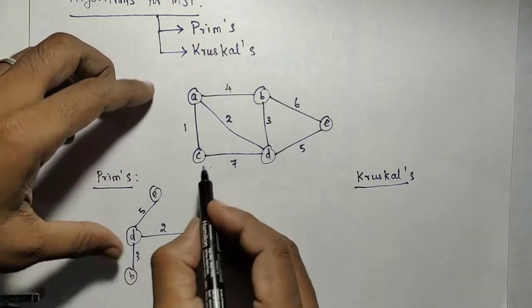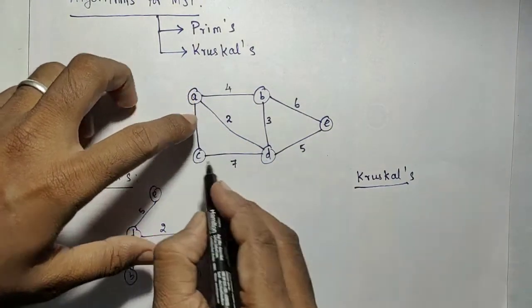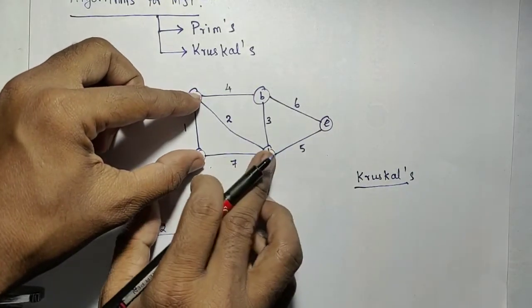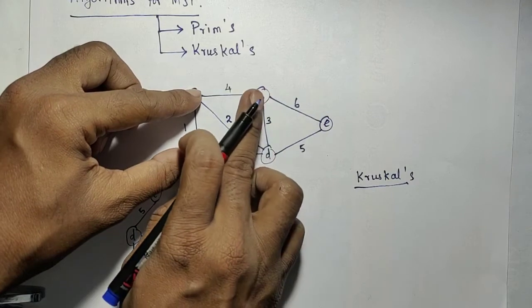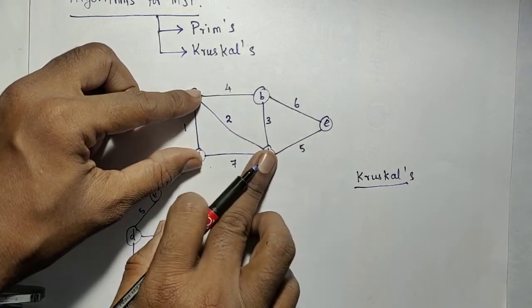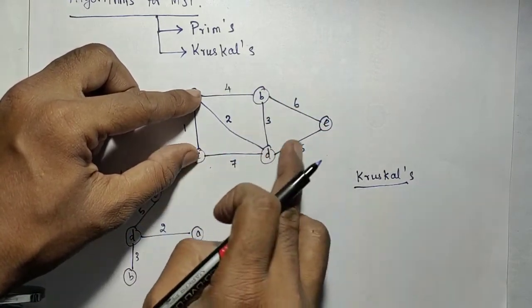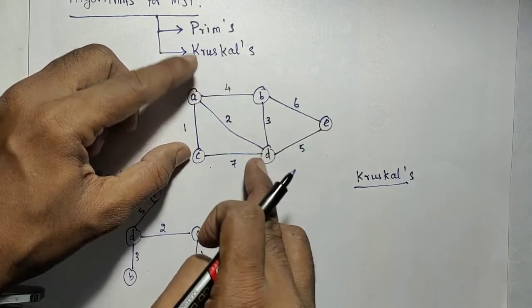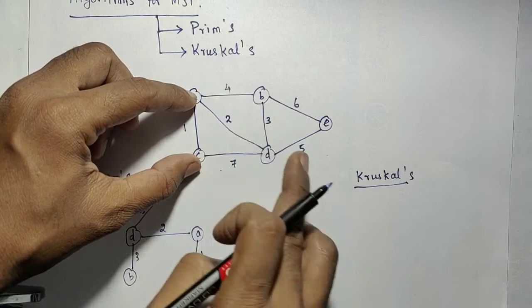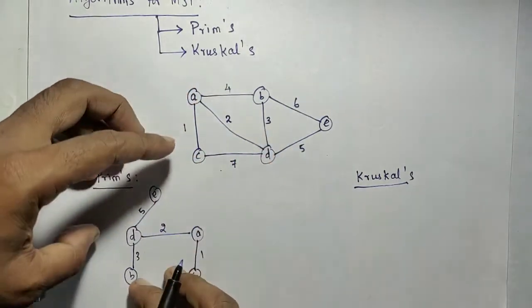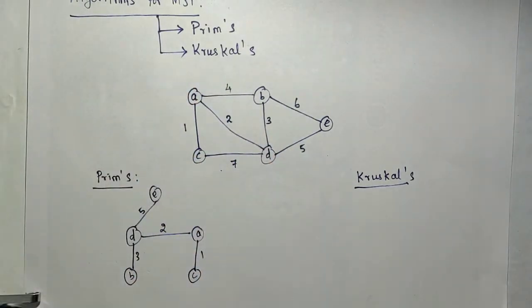So after adding that C here, A, D, C, from the 3 nodes, what are the minimum leaving edges to other nodes? To other nodes means B and E. From B and E, the connection to that A, D, C is only the 3, 4 and then 5. So we added the 3. Like that you have to proceed. So that is Prim's algorithm.